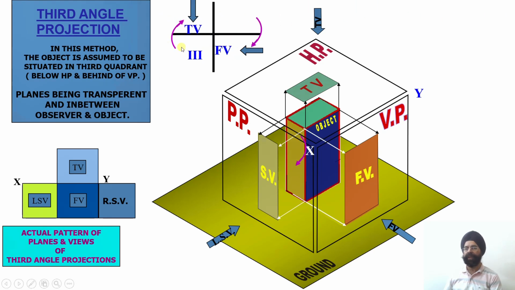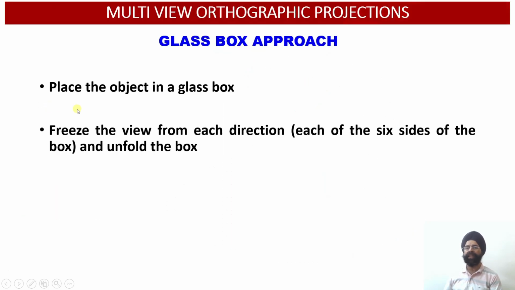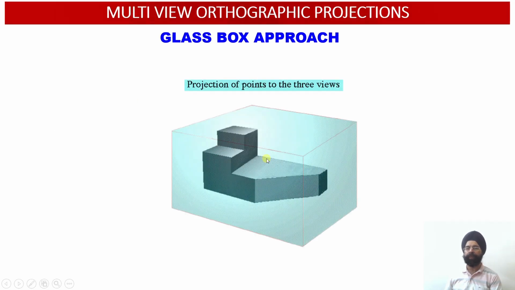So HP will be rotated clockwise. It is lying behind, so this will be rotated clockwise. Here, this is going to be my top view, right? So that is how I am going to obtain these projections. Now again, I am going to use the glass box approach in order to draw multi-view projections in the third angle projection. So let us see how we proceed.